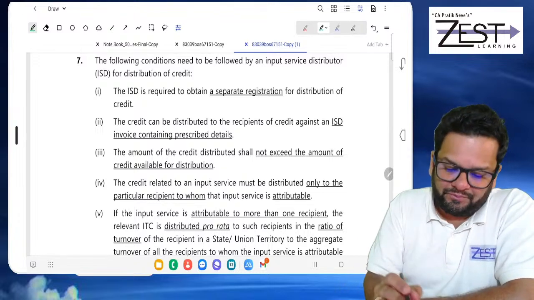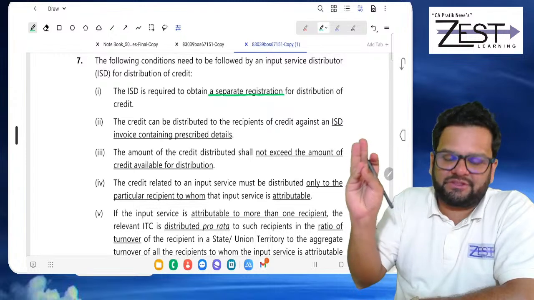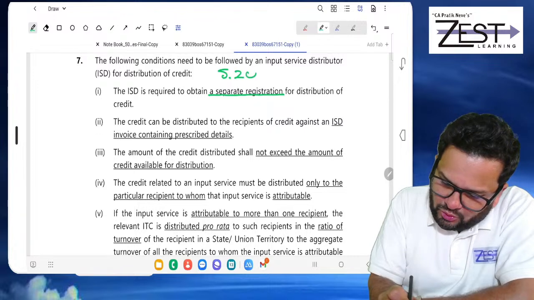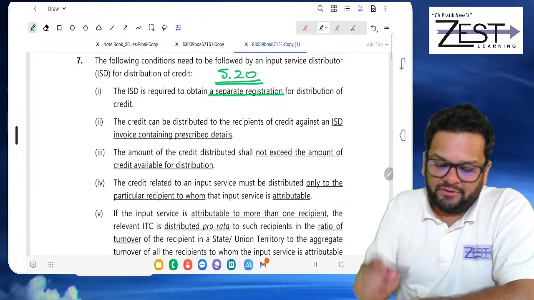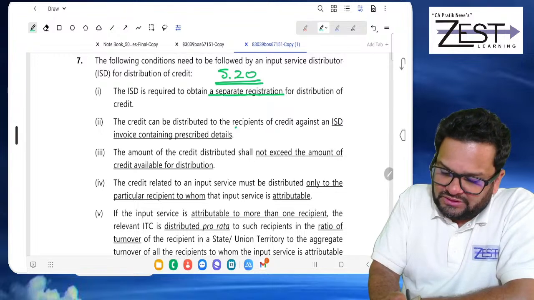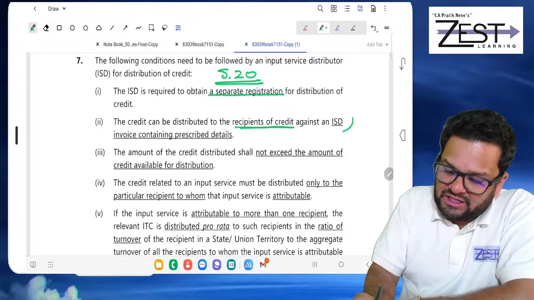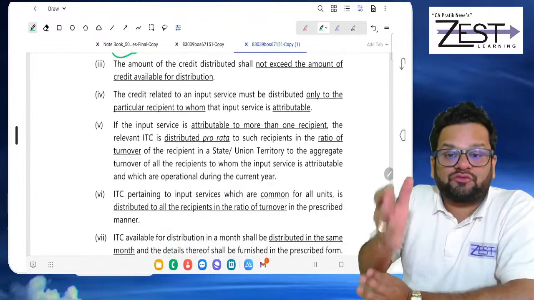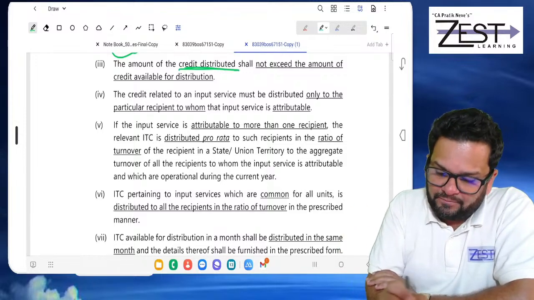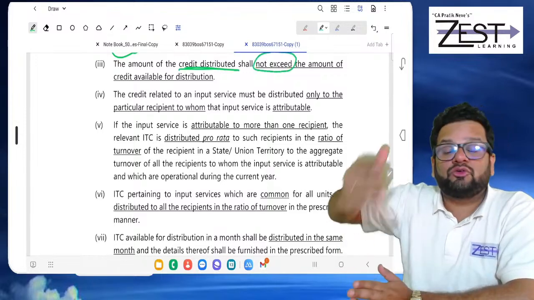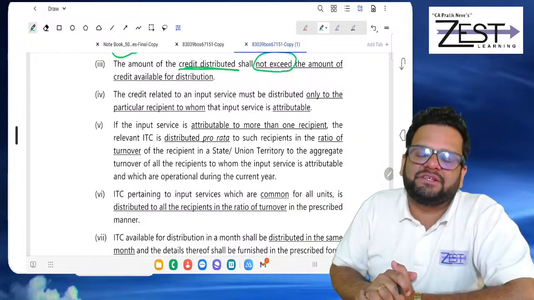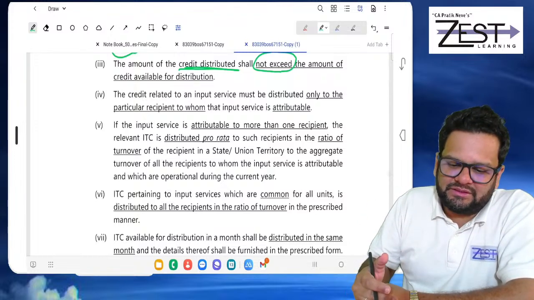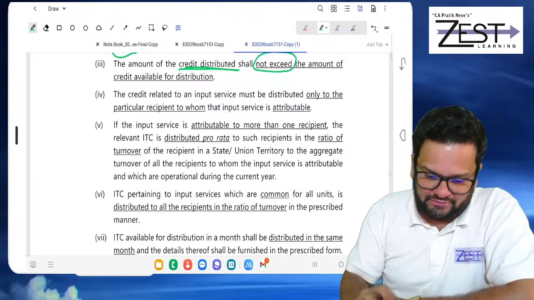As we know, an ISD is required to obtain separate registration. Secondly, this is all given in section 20 of the CGST Act. Credit can be distributed to recipients of credit against an ISD invoice. You have just now seen that an ISD invoice will have to be issued. Of course, the amount of credit distributed shall not exceed the amount of credit available for distribution. Obviously, in our example just now, we distributed 9 lakh. We cannot distribute beyond 9 lakh.